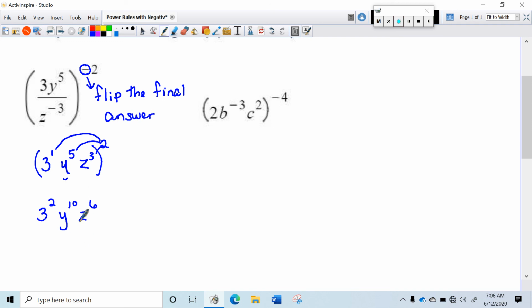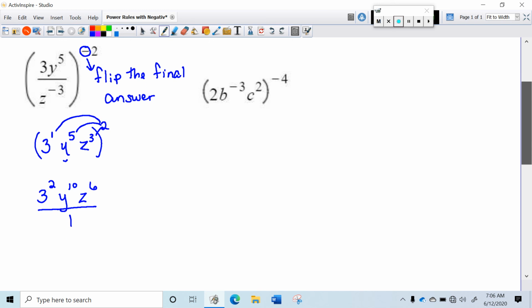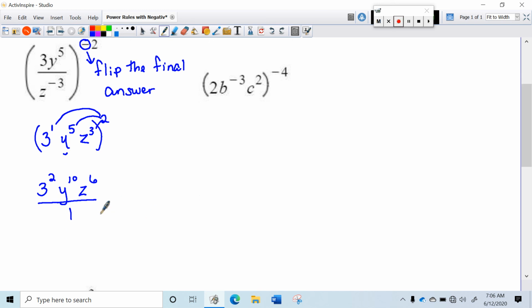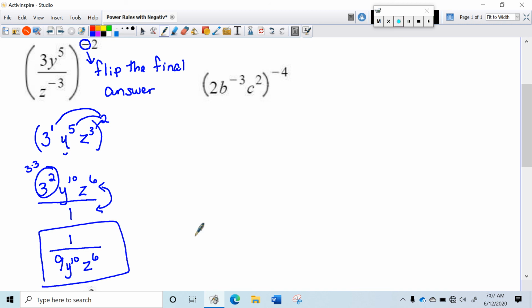So my final answer wasn't a fraction, but I'm going to make it a fraction by putting a 1 underneath because I need to flip that. And you literally flip the entire thing. So you're going to switch these. My final answer is going to be 1 over 3 squared, which is the same as 3 times 3, which is 9. And I have y to the 10th and z to the 6th. So that's the final answer.